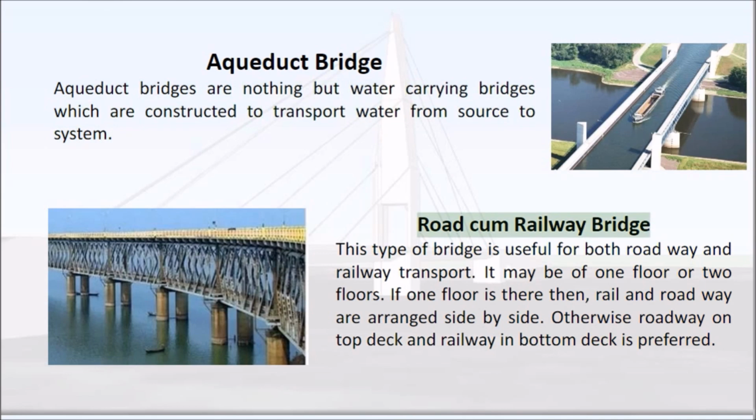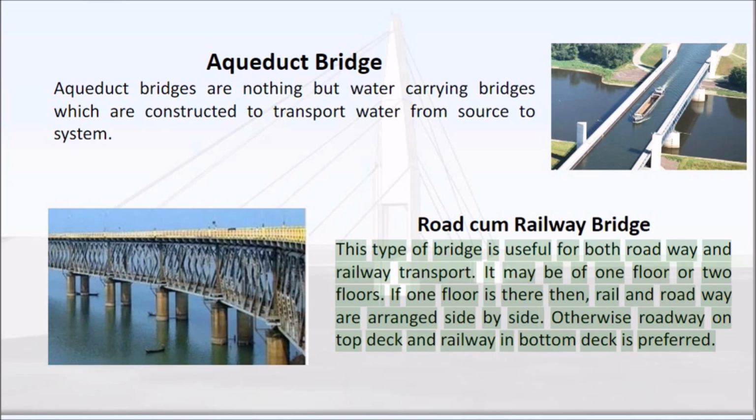Road-cum-railway bridge. This type of bridge is useful for both roadway and railway transport. It may be of one floor or two floors. If one floor is there, then rail and roadway are arranged side by side. Otherwise, roadway on the top deck and railway on the bottom deck is preferred.